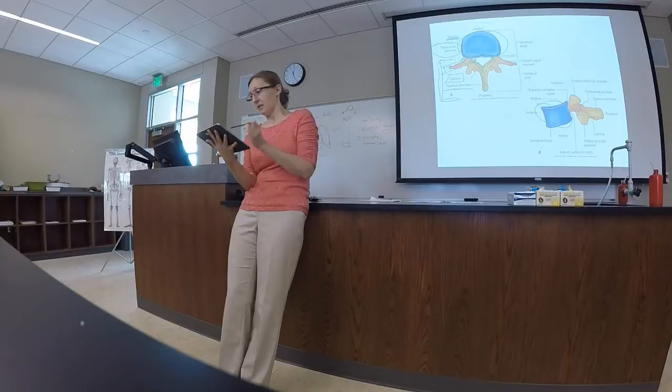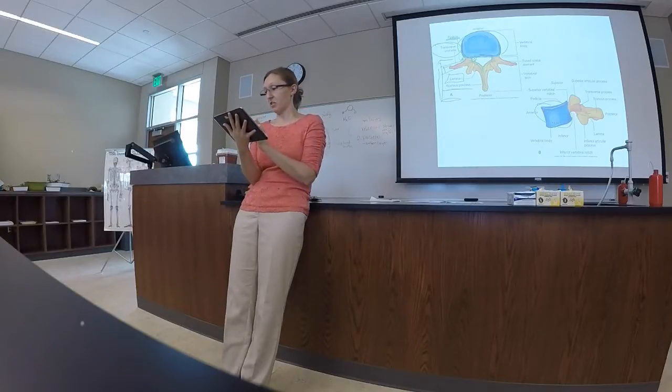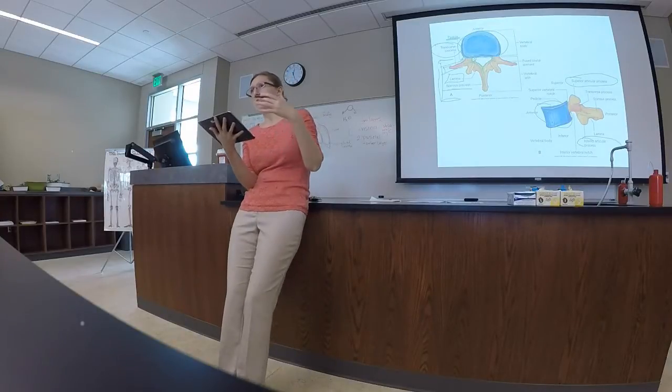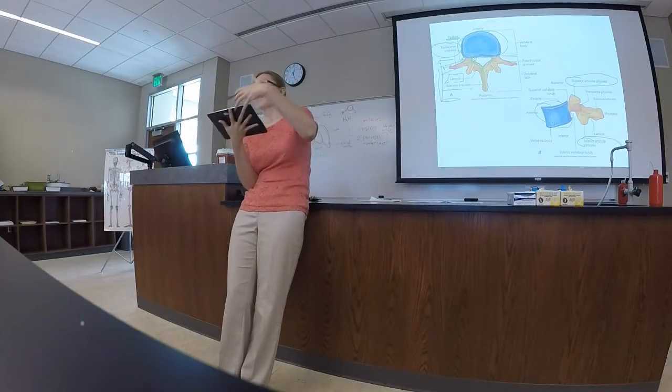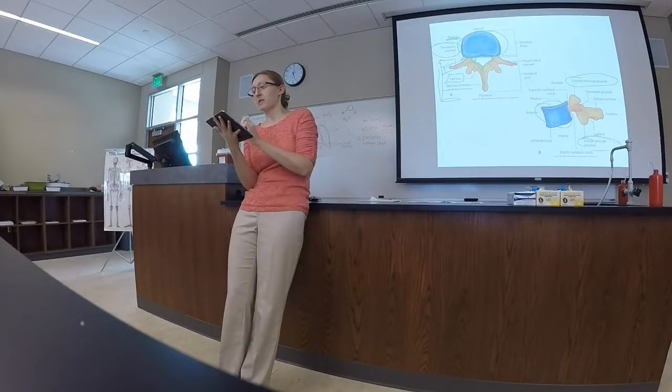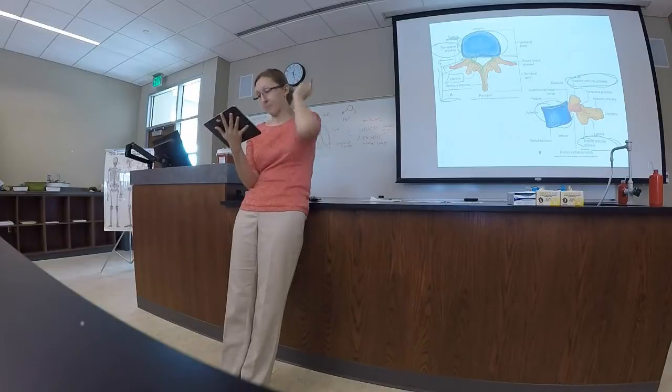You can see on this image here a little bit better the superior articular process and inferior articular process. These two processes are part of what links the vertebrae together. So the inferior articular process of one vertebra articulates with the superior articular process of the vertebra below it. And that kind of helps link them together.